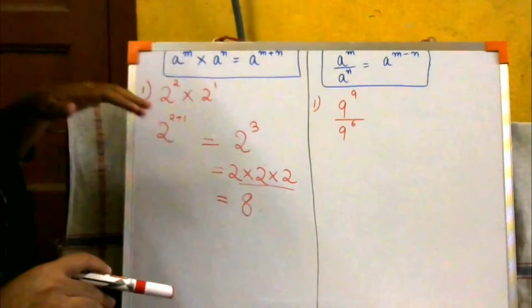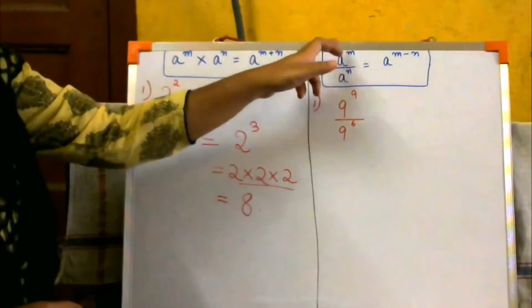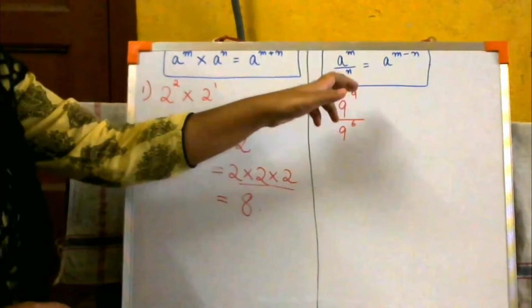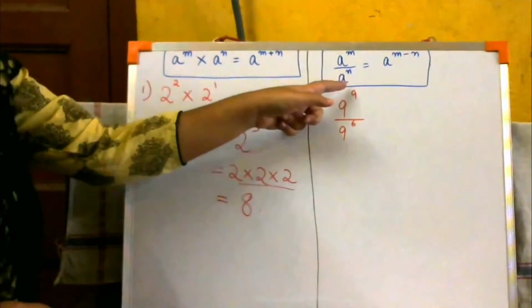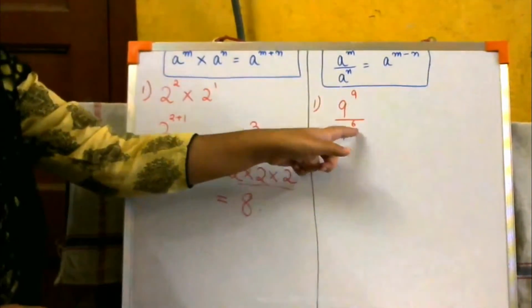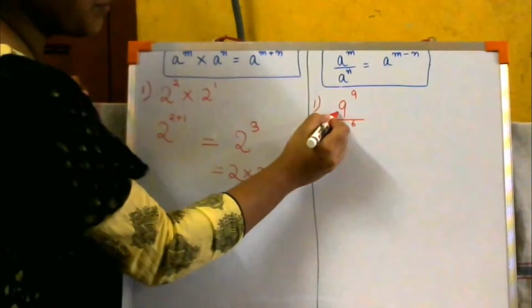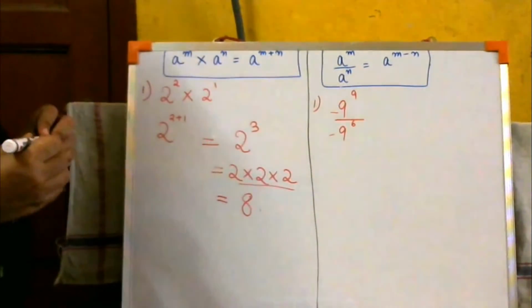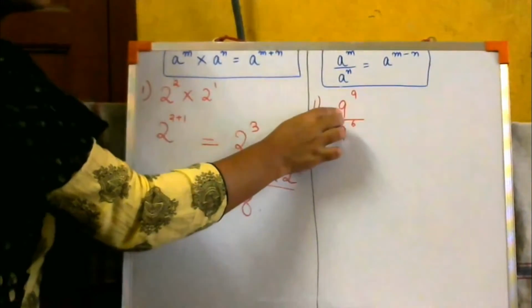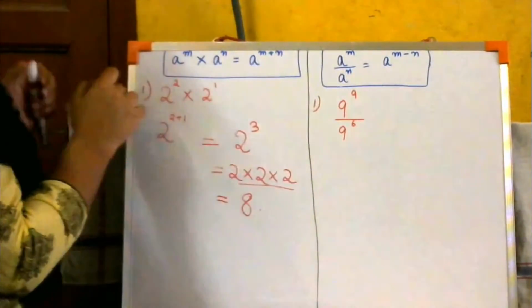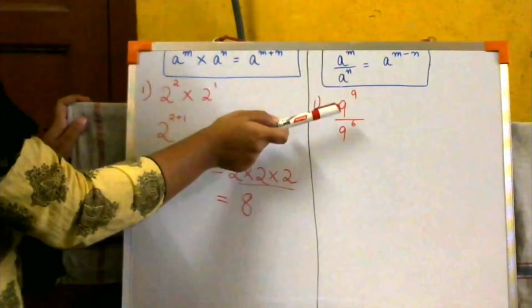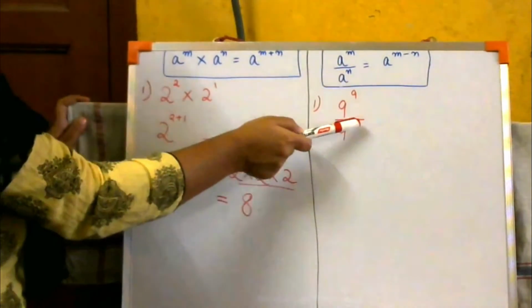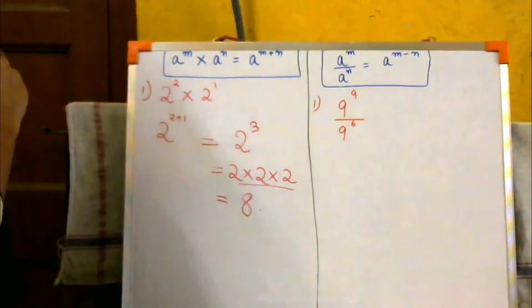Clear? Okay, the next one is a to the power m divided by a to the power n equals a to the power m minus n. Look, in the same form we have 9 to the power 9 divided by 9 to the power 6. Can you see my bases are same, both are 9? So both the bases are 9. My powers are different, my bases are same, so I can apply this formula. So a to the power m divided by a to the power n, in the same form. So what are we going to do?